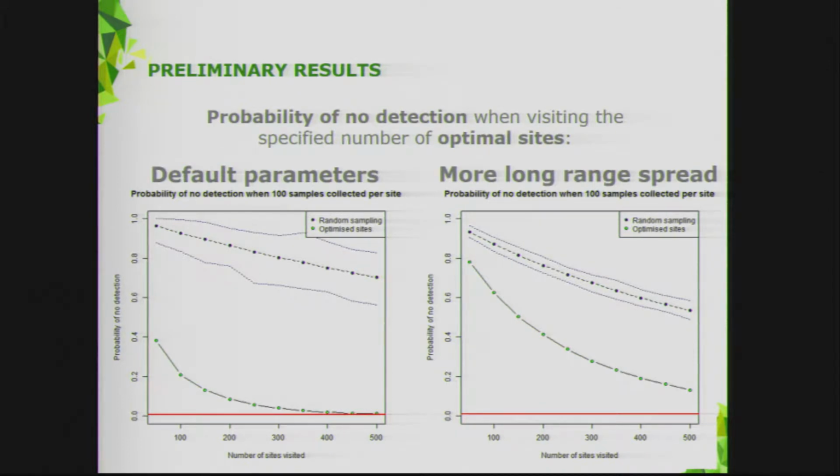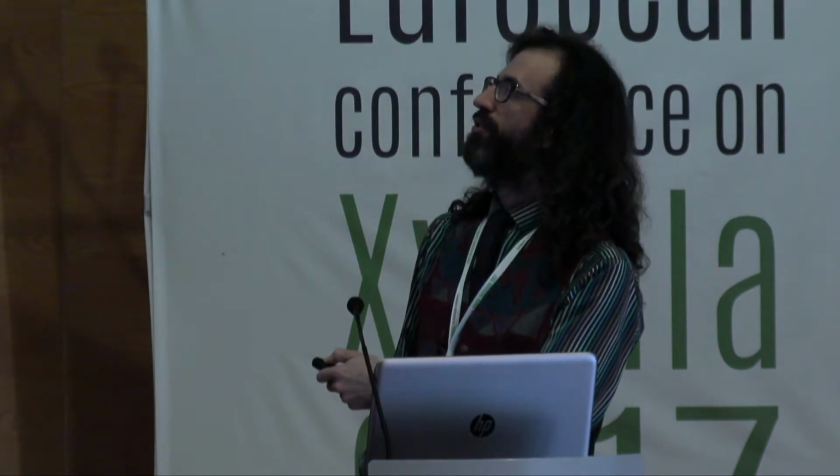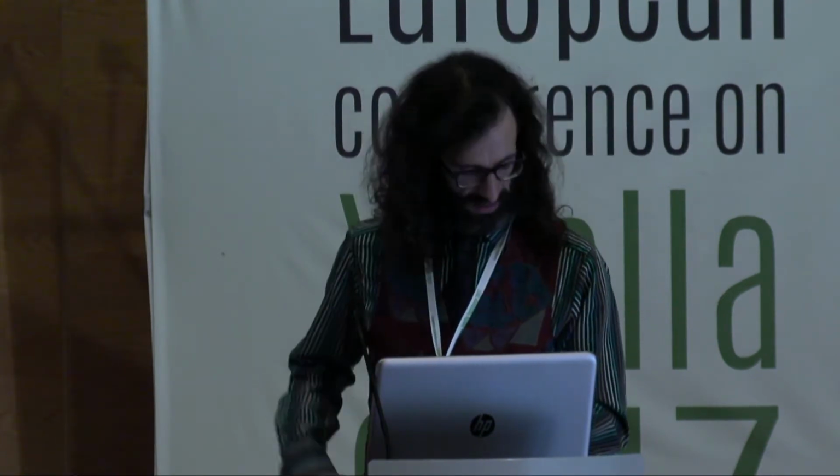Now we can add in the results of our actual optimization. So here's the results of the optimization using the shorter range spread, the default parameters from Stephen's model. As you can see, again, we have a clear trend of a decreasing probability of missing infection as we increase that number of sites.